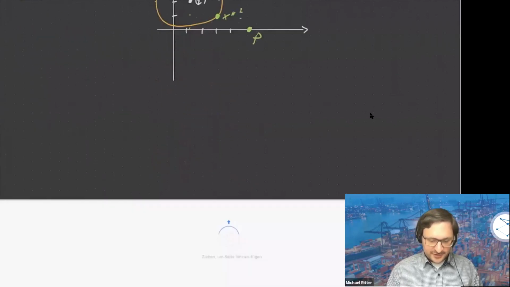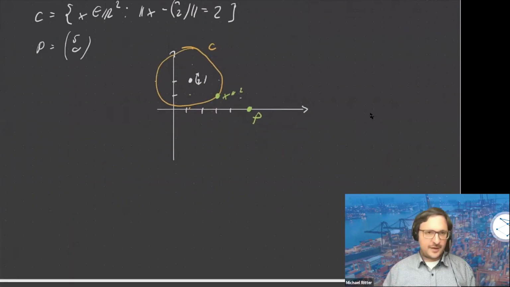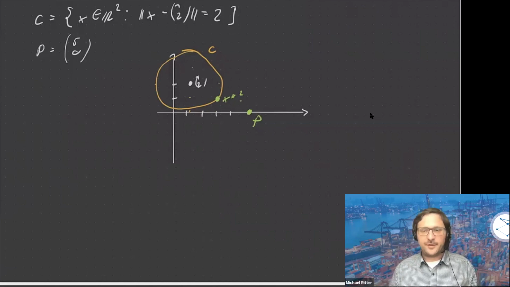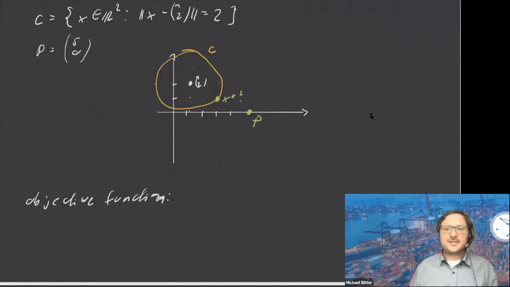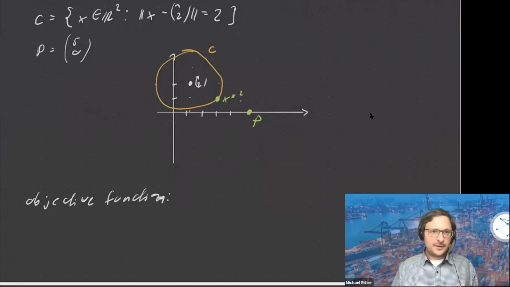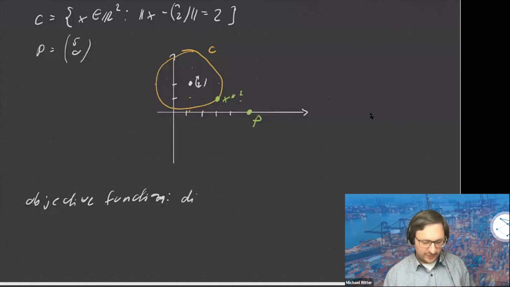What we have to do first is reformulate that problem if necessary to get it into that framework that we know. And for that we need an objective function. There's no explicit mention of an objective function here, so that's the first thing we need to take care of. What's the objective function here? Well, obviously we want to find a point on C that minimizes the distance to the point P. So the distance to P, that should be the objective function that we want.